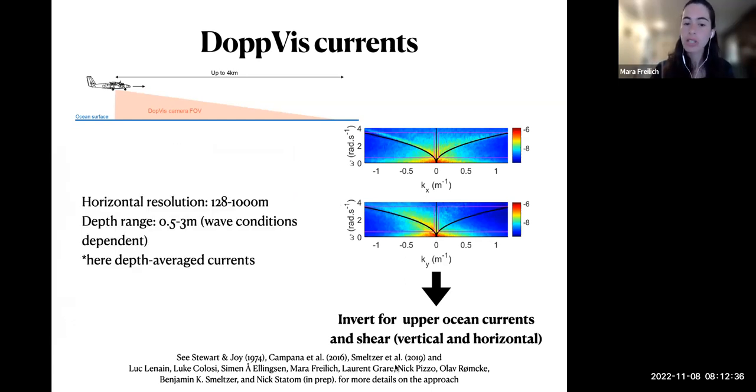And so for this particular instrument, the horizontal resolution is 128 meters at the smallest end, up to 1 kilometer. The depth range over which it's estimating the currents depends on the wave conditions. And so here I'll just be using the depth average currents, and won't be treating any issues that have to do with this upper ocean vertical shear, although that is an exciting part of these observations as well.